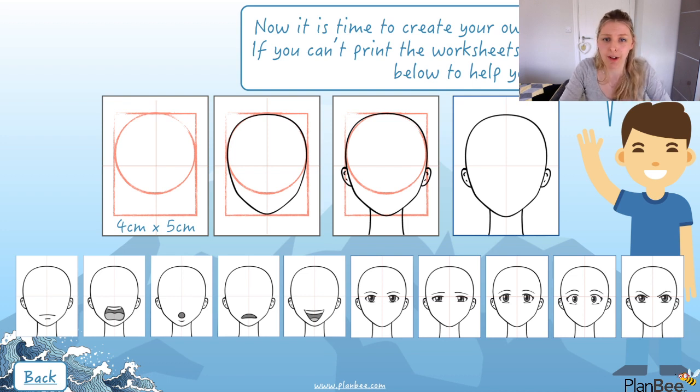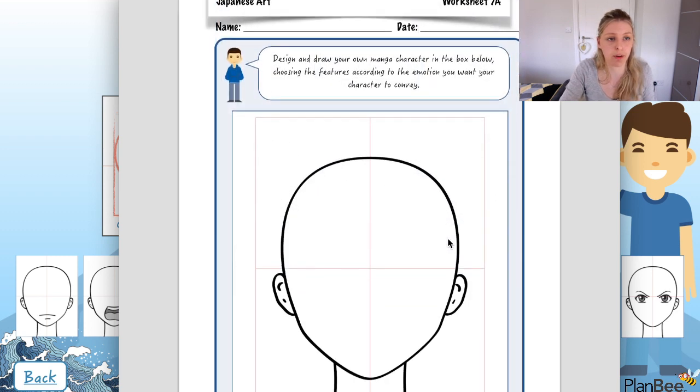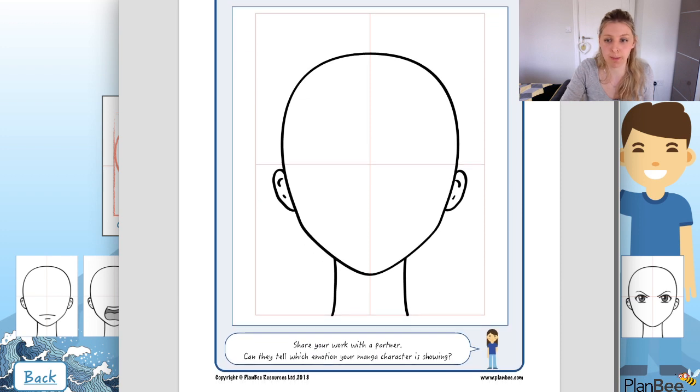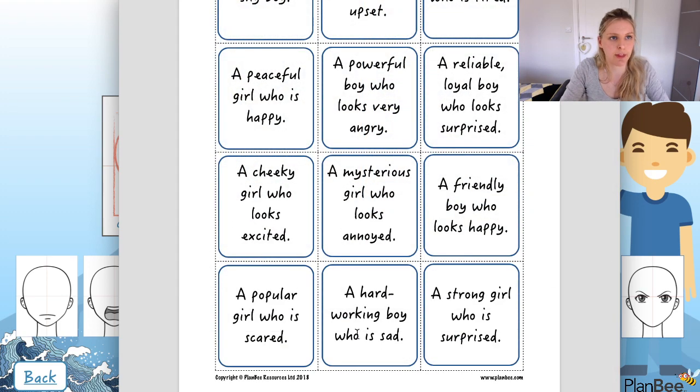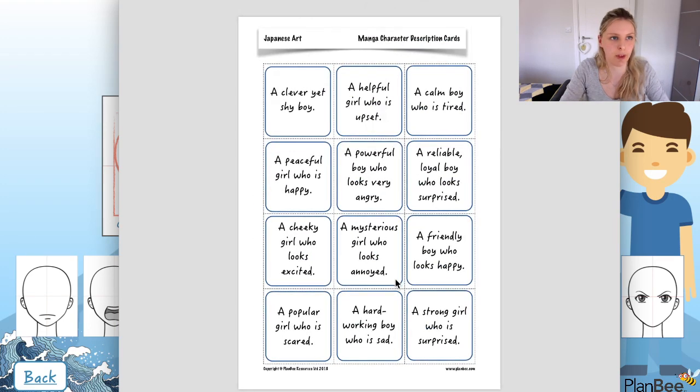But I think we're going to have to start wrapping it up now. Now, if you guys would like an extra challenge, what we can do is on the worksheets, as you scroll down, you might like to use this bigger face to maybe do a self-portrait in more detail. Or if you scroll down further, you can see these character description cards. Now, I wonder if you could design a manga character to fit one of these descriptions. How would you show a reliable, loyal boy who looks surprised? I wonder which features you would use, what hair colour, what hairstyle you might use. Wonder how you might show a popular girl who's scared. What facial features would you use for this one?